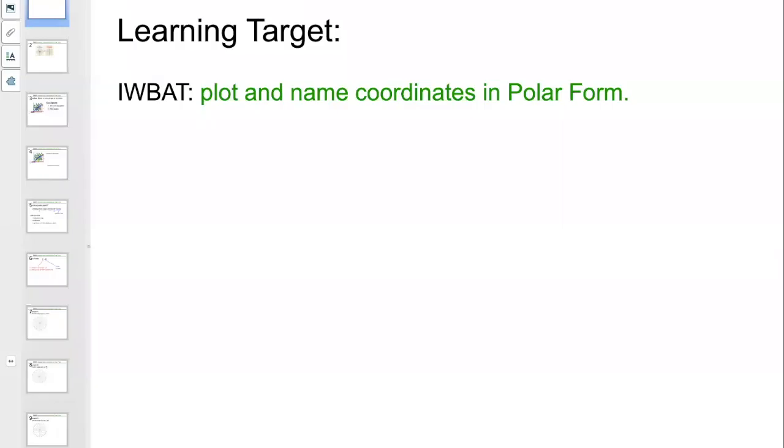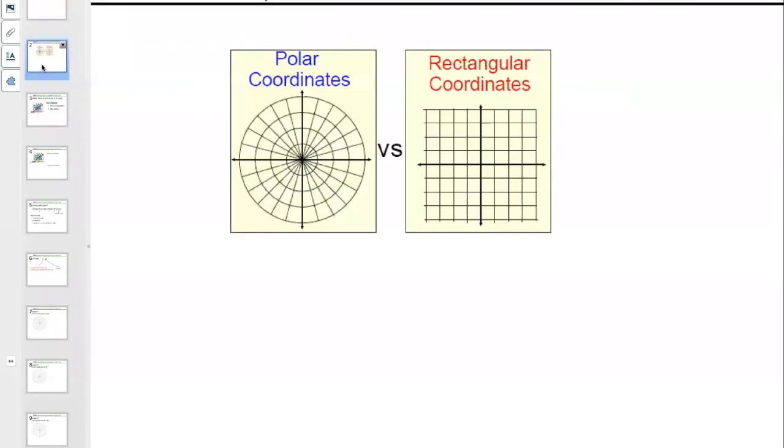In today's video, we are going to talk about plotting and naming points in polar form, which may be new to you. You're used to the rectangular coordinate system that has an x-axis and a y-axis, and you end up with ordered pairs x comma y. Today we're going to talk about this polar coordinate system and this polar graph.